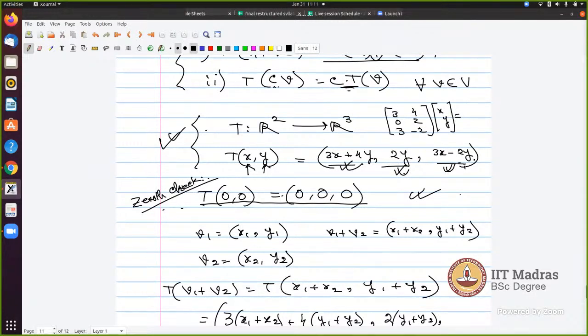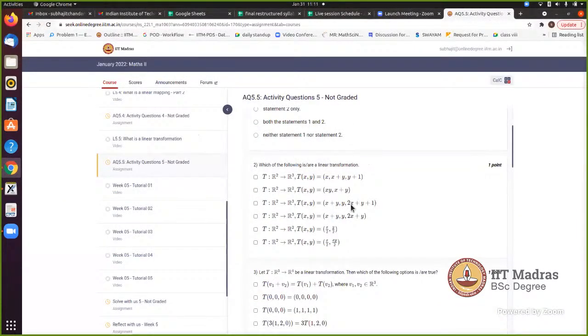Yes, sir. Okay. So for the second problem, is 0 going to 0? No, right? Because 0 is going to 0, 0, 1. So this is not a linear transformation.